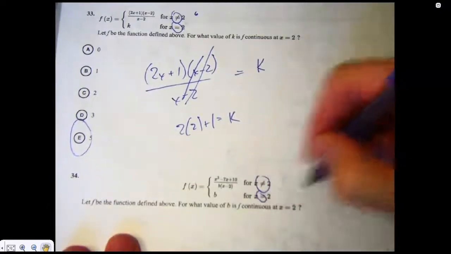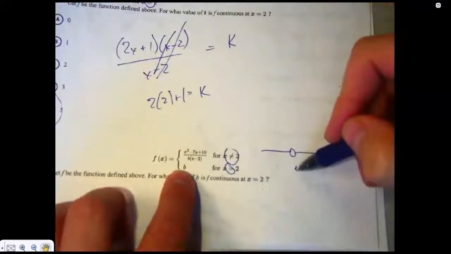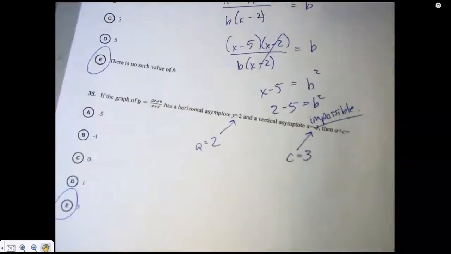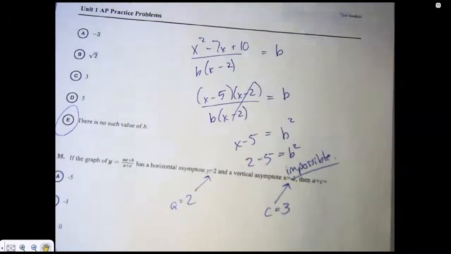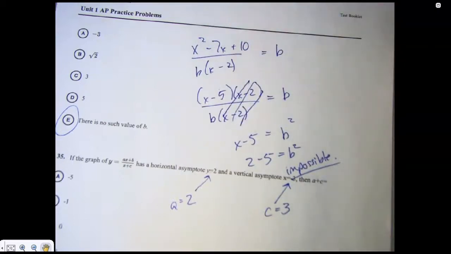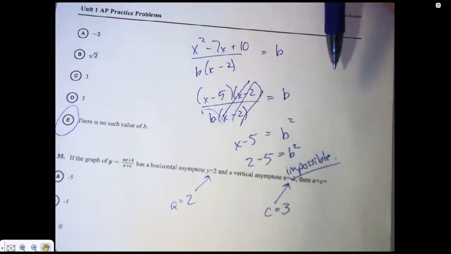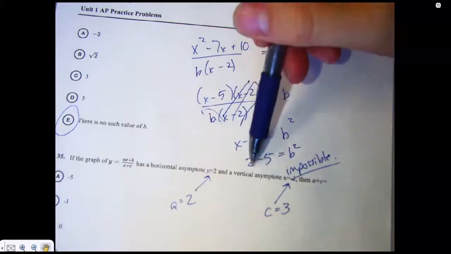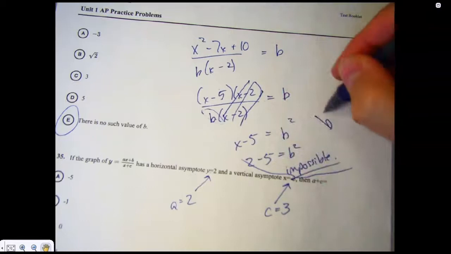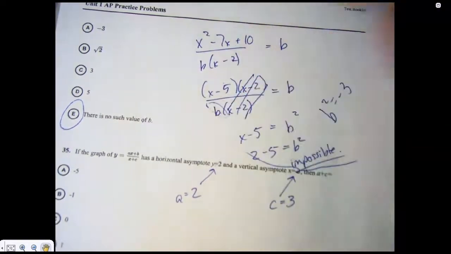34, not equal. So again, we got a road and bridge, and we want to put the bridge in the right spot. So where would this y value have to be to fill in that bridge? Again, I set them equal. And then I noticed the top factors, and it actually has a common factor. So then I crossed those out. I multiplied both sides by b, and I got x minus 5 equals b squared. Well, then I plugged in 2, and I got 2 minus 5 equals b squared. So I got b squared equals -3. And when you take the square root of that, it doesn't work. So there is no such value.